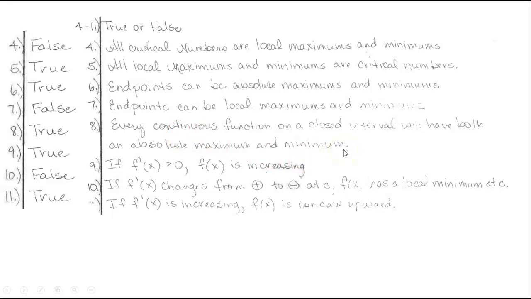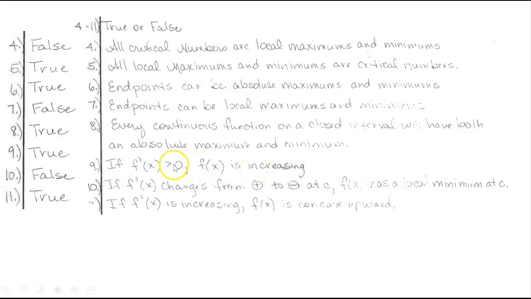All right, then 8, every continuous function on a closed interval will have both an absolute maximum and minimum. That's exactly what we were just working with. So if you have a closed interval, if nothing else, the absolute maximum and minimum will occur at the endpoints. So yes, you will have an absolute maximum and minimum with every continuous function as long as it's on a closed interval.